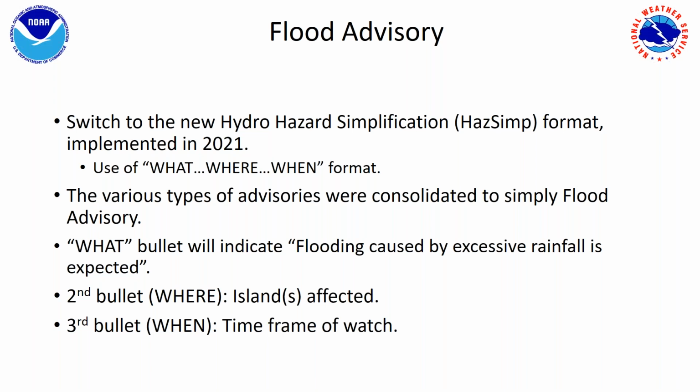Into just flood advisory. So the what bullet is similar to the watch. It's just going to say flooding caused by excessive rainfall is expected. Or in fact, I'm sorry, flooding caused by excessive rainfall. I missed this little edit here, because the expected part is like saying it's a forecast, but if you're with the advisory, it's already happening. So it should just say flooding caused by excessive rainfall.